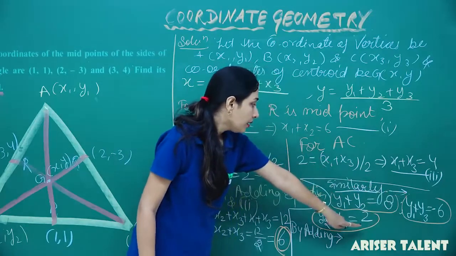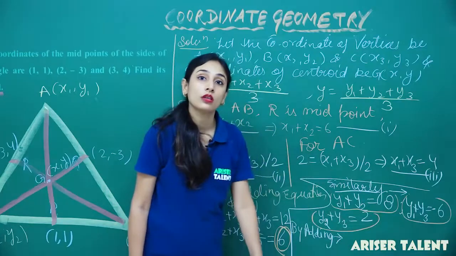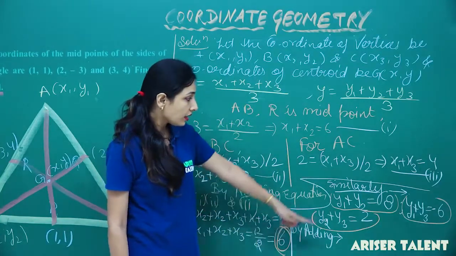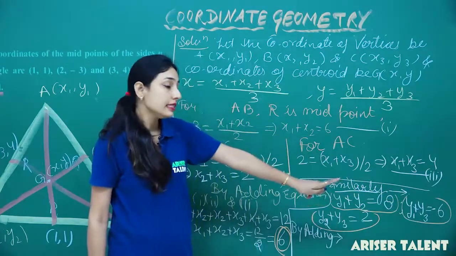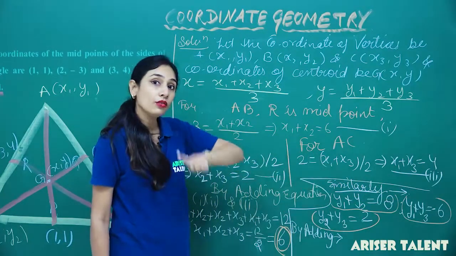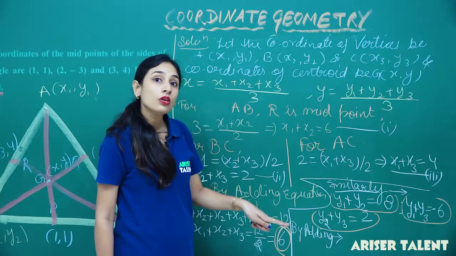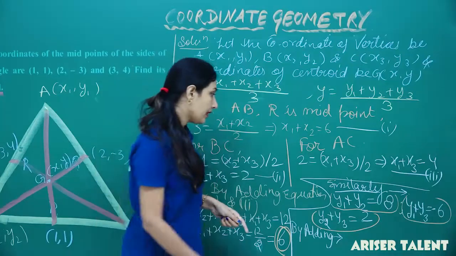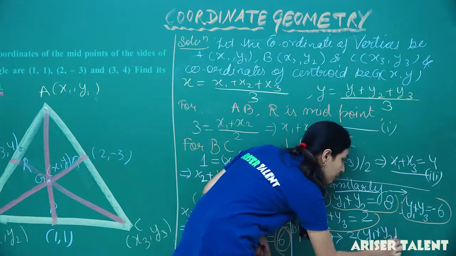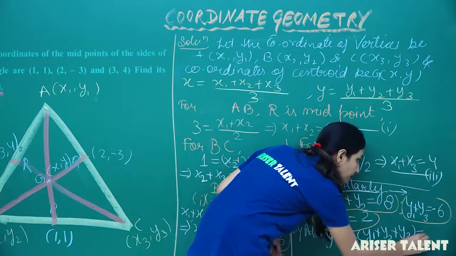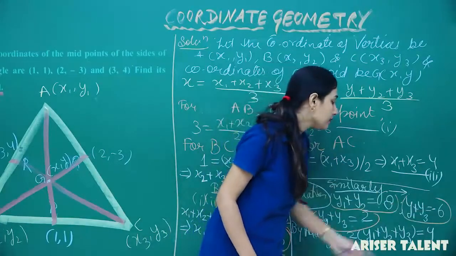8 plus 2 is 10. 10 minus 6 is 4. So that will be 4. 8 plus 2 is 10, and 10 minus 6 will be 4. So y1 plus y2 plus y3 will be equal to 4 by 2, right? 2 multiplied by (y1 plus y2 plus y3) is equal to 4. That is 8 plus 2 is 10, and minus 6 is 4.